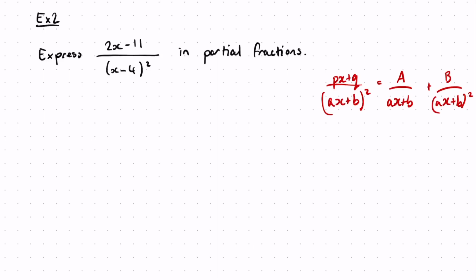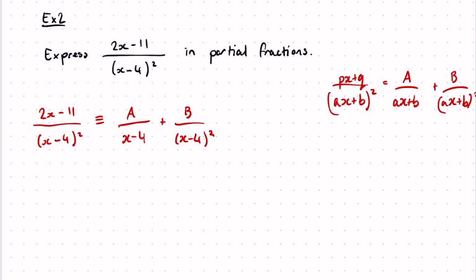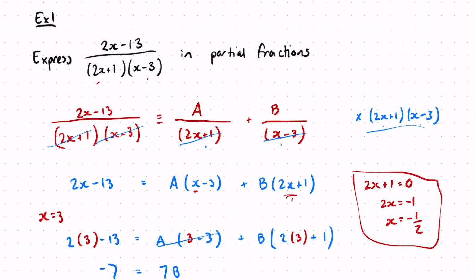So I'm going to say that (2x - 11) over (x - 4) squared is equivalent to A over (x - 4) plus B over (x - 4) squared. And I've used equivalent because it's technically not equal to, because we don't know our A and B, it's just equivalent to. I should have used an equivalent to sign here as well.